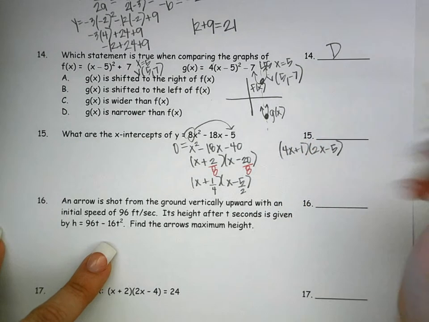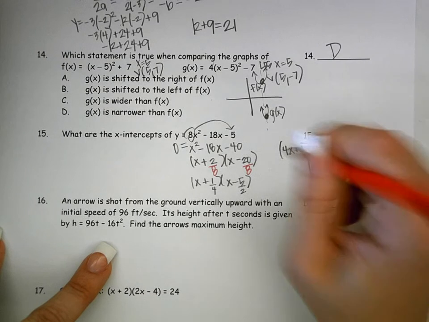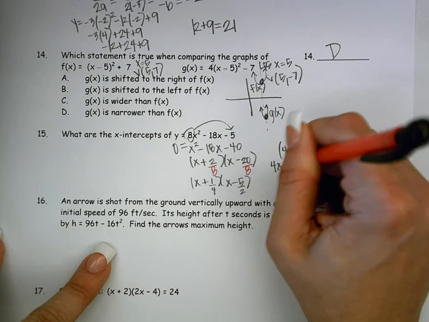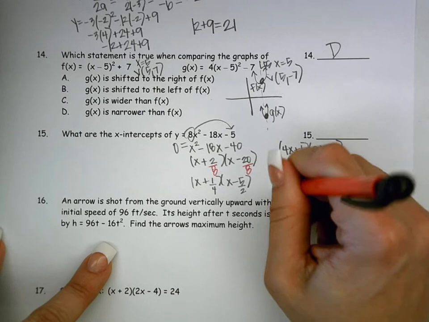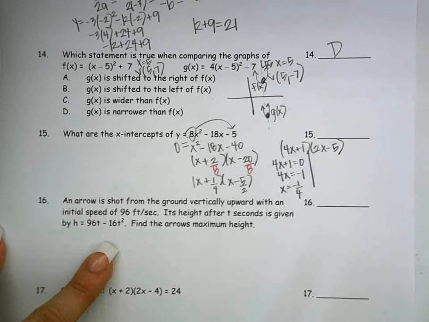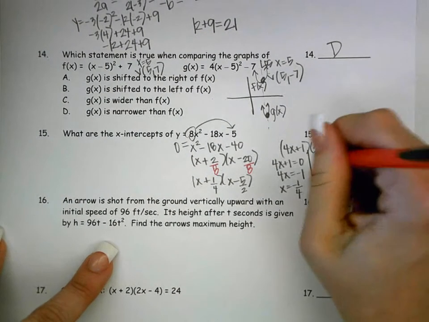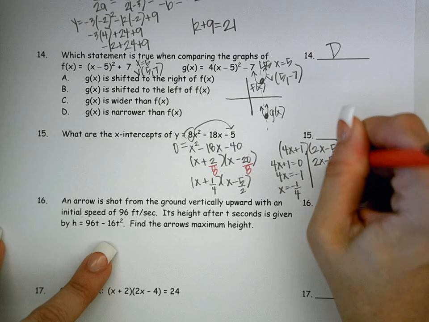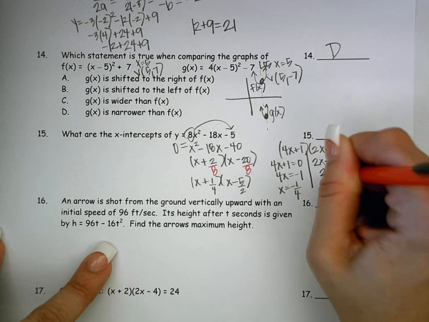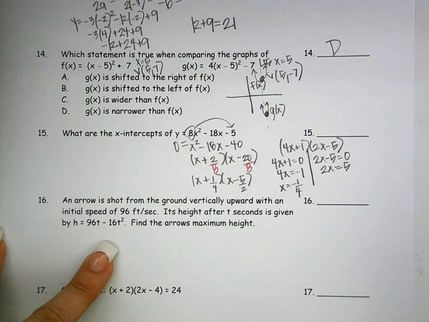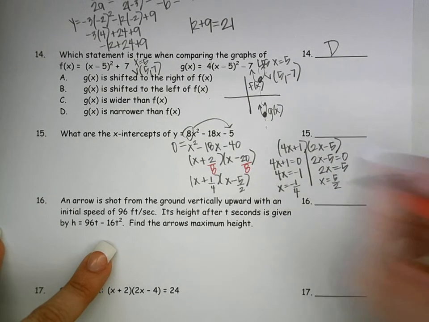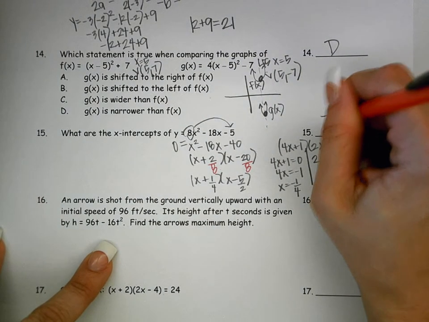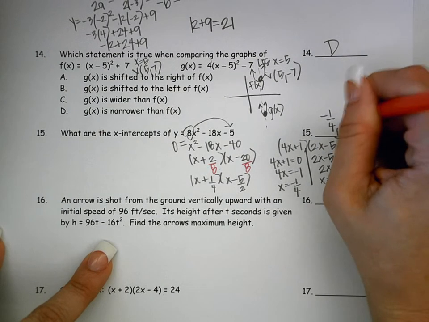Then set each part equal to 0, so 4x plus 1 equals 0. You got 4x equals negative 1. Divide through, x is negative 1/4. The other equation, set it equal to 0 as well. That leaves you with 2x equals positive 5. Divide both sides by 2, so x equals 5 over 2. So two different answers there, negative 1/4, positive 5 over 2.